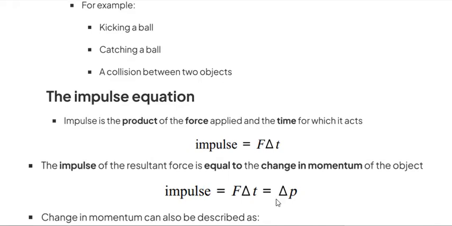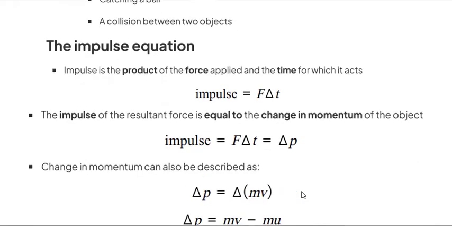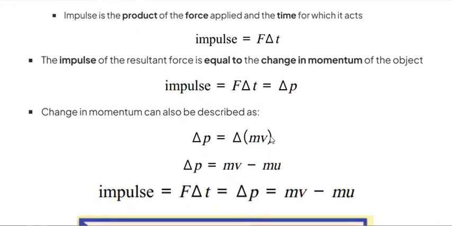Change in momentum. This time we use this sign because it is the change sign, the operator sign, delta, the change sign. So impulse is equal to change in momentum. Change in momentum can be described as we have also done this. This is the proof of this. So change in momentum is equal to mass times velocity: mass times final velocity minus initial velocity, and this gives us the change in momentum. So impulse and change in momentum are the same thing, so they are equal.